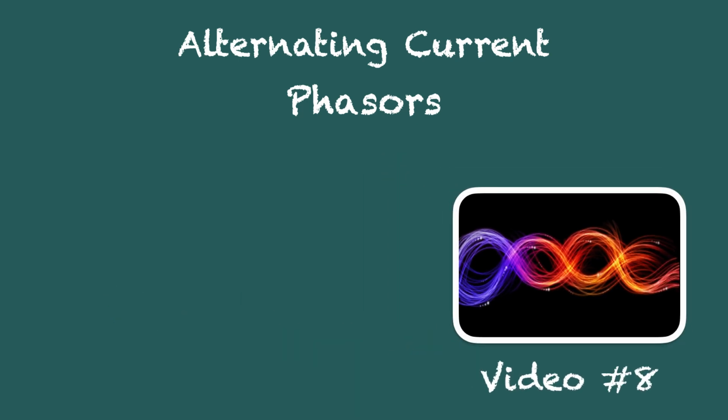This is the 8th video in my series on alternating current. In this video, we are going to take a closer look at phasors and how to describe them in a two-dimensional plane. More specifically, though, how to convert their description from one plane to the other.